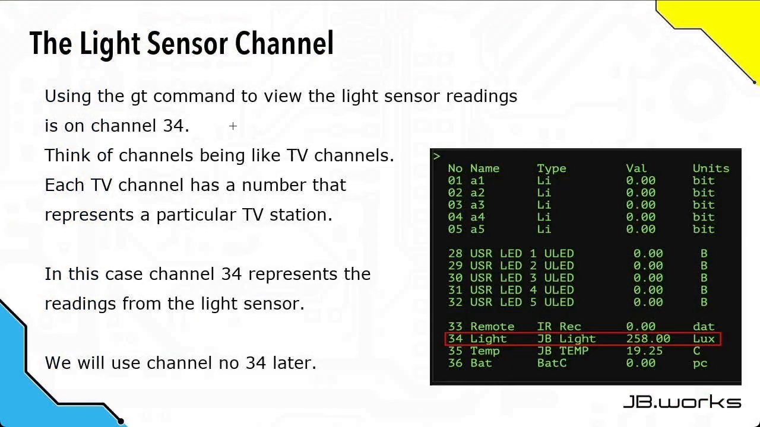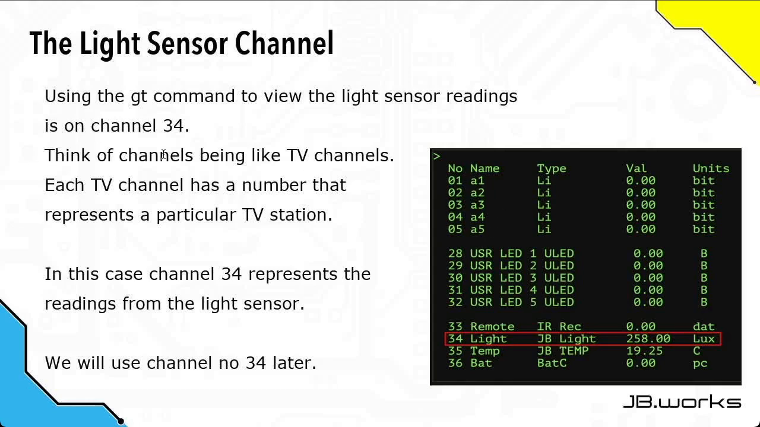Now that we know how to control the brightness of user LED number 1, the next thing we need to do is get at the light sensor reading. If we run the GT command, you'll see we get this result: light, JB light, 258 lux. But if you look on the left-hand side, you've got this number here, which is 34. That is a channel number, and it's basically just a convenient way of referencing the light sensor on the JackBord.